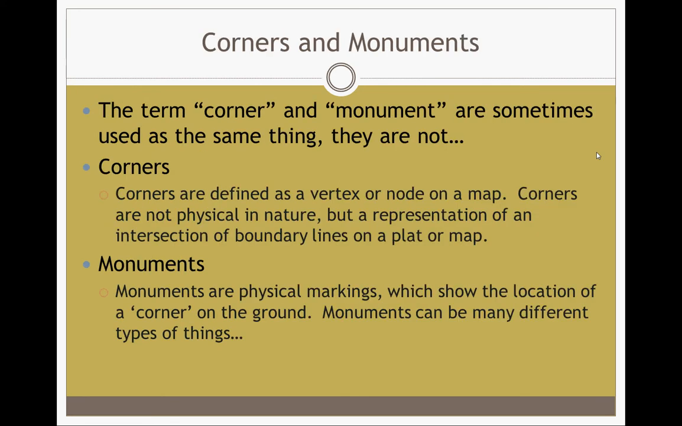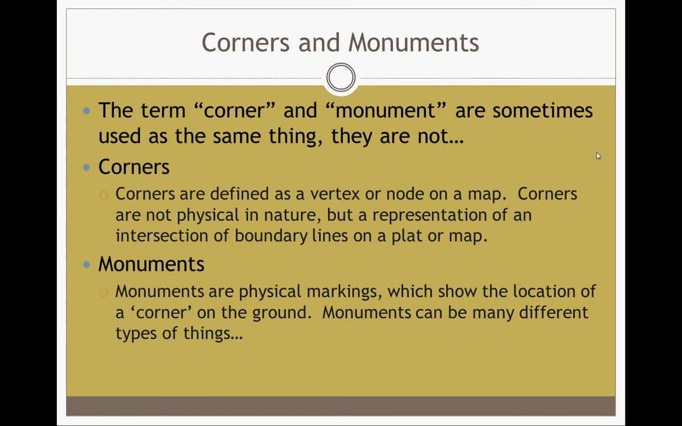Now, the terms corner and monument are sometimes used as the same thing, but they are not the same thing. A corner is defined as a vertex or node on a map, and that's really important to know, that it's based on it being on a map. Corners are not physical in nature, but a representation of an intersection of boundary lines on a plat or a map. So if you see a corner on a map, you're seeing the intersection of two lines, and that creates a vertex. A monument, on the other hand, is a physical marking which shows the location of a corner on the ground. Monuments can be many different types of things.